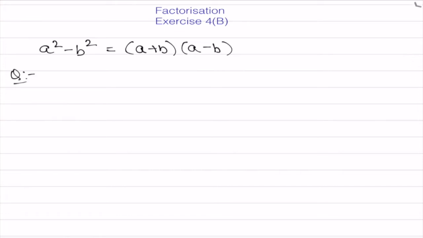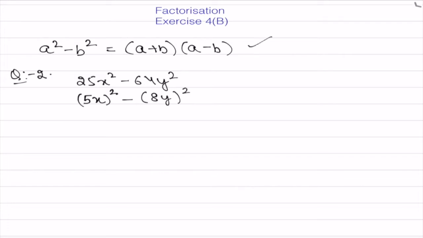First I'll pick up the simplest question: 25x square minus 64y square. Now here we can see 25 and 64 both are perfect squares. So we have to make it a perfect square: (5x) whole square minus (8y) whole square. So we will use this identity: (5x plus 8y) into (5x minus 8y). So these two are the factors of the given expression.